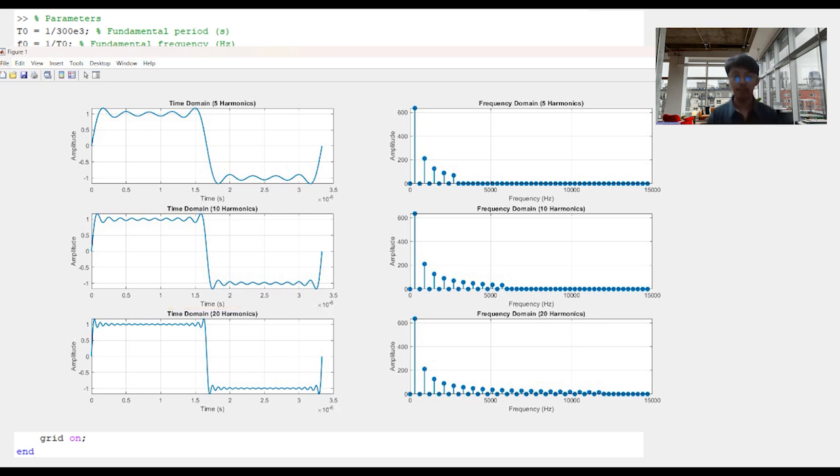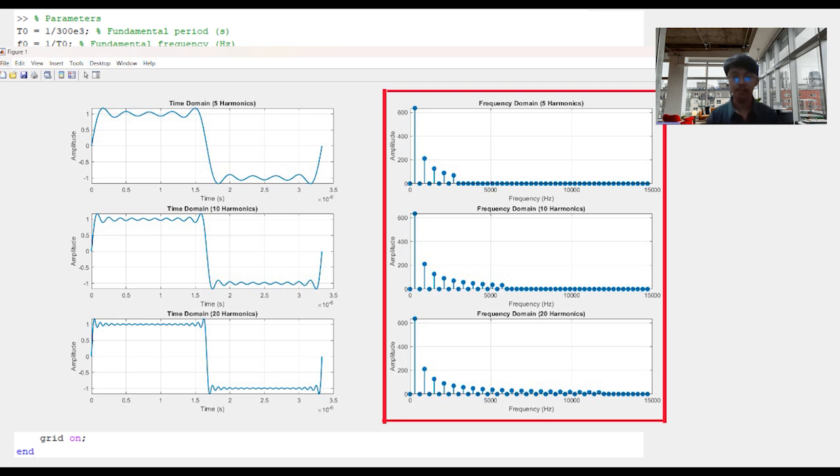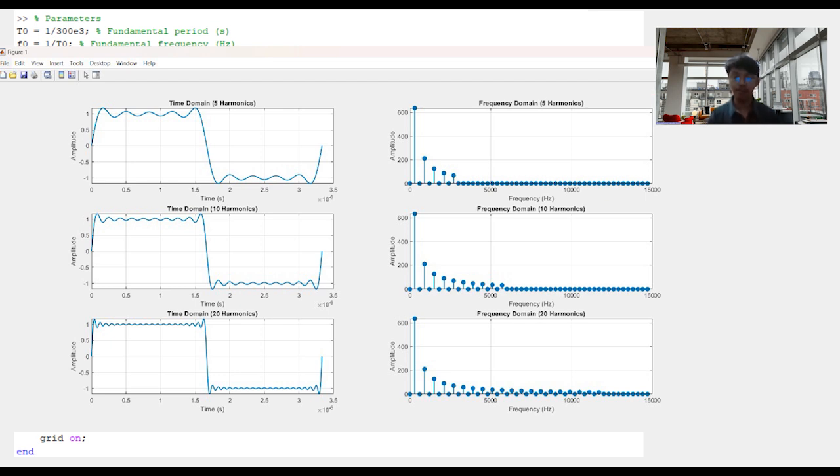In the frequency domain, the graph shows peaks at the odd multiples of the base frequency, the fundamental frequency. These peaks represent the harmonics that contribute to forming the square wave.